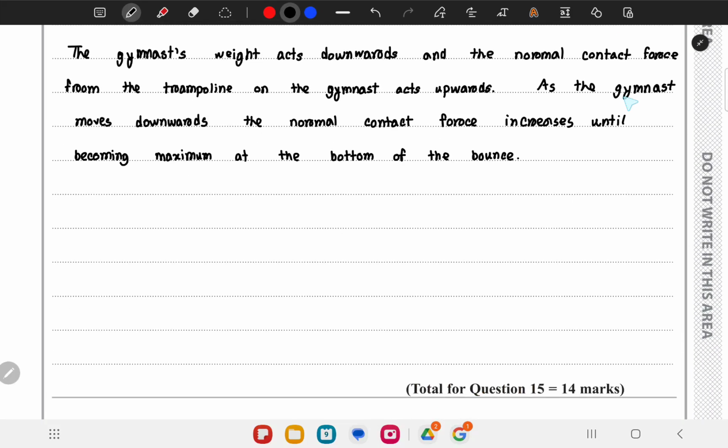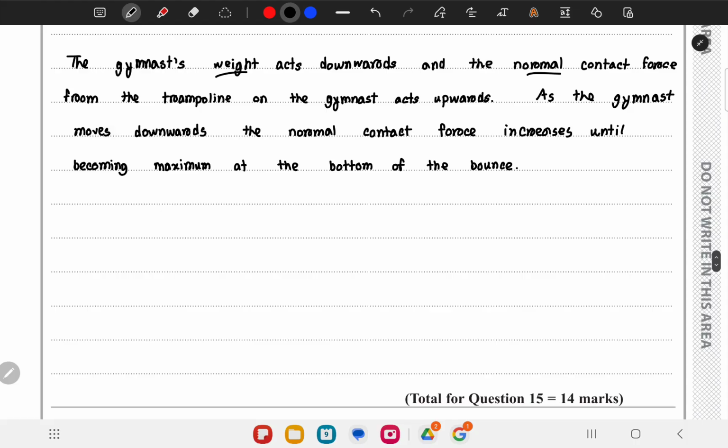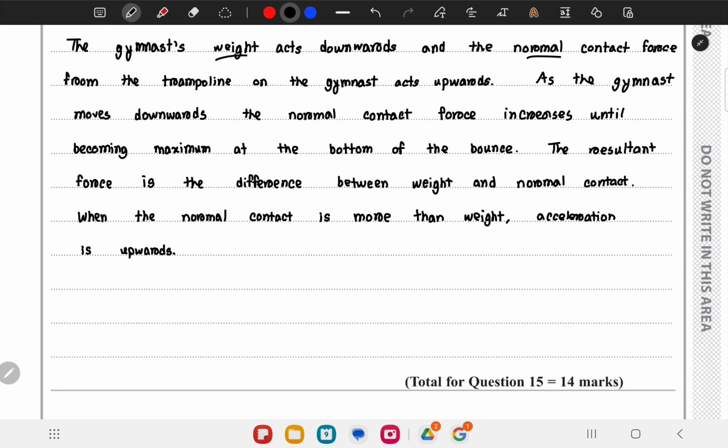So we talk about how the gymnast moving downward causes the normal contact force to increase until its maximum at the bottom of the bounce. Then we'll talk about how resultant force is the difference between the weight and normal contact force, and how the normal contact force is greater than the weight, so the acceleration is upwards. So we continue further with the answer. We talk about how the resultant force is the difference between weight and normal contact, and when the normal contact is greater than the weight, the acceleration will be upwards.